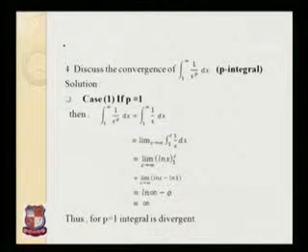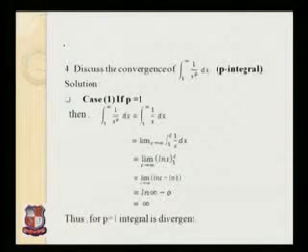Next example is: discuss the convergence of the integration from 1 to infinity of 1 upon x raised to p dx. Sometimes it is known as the p integral also. We will solve this example in two cases. Here case 1 is if p equal to 1, then what? Then integration 1 to infinity 1 upon x raised to p dx is equal to integration 1 to infinity 1 upon x dx, putting p equal to 1 in the main integral.